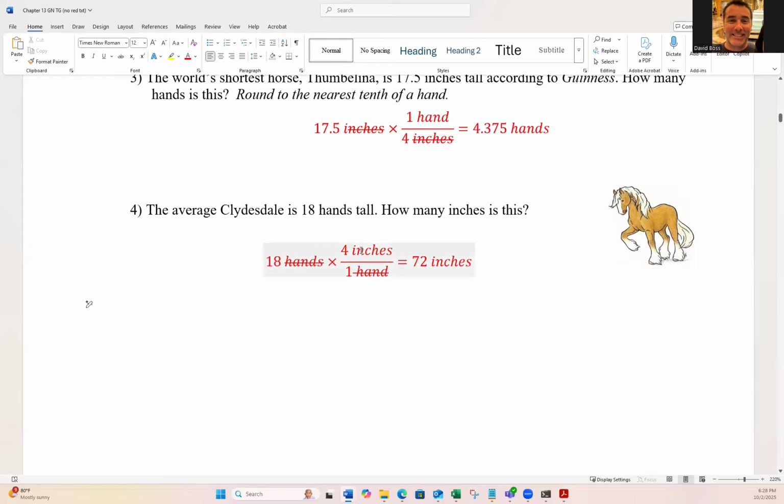So notice the label that's not canceled out, the measurement that's not canceled out, inches, goes in the answer. Hands gets canceled out because you have hands divided by hands, so that's gone. Inches is left by itself. So it's important to make sure you follow that so that you have the right number over the right number and don't have them switched.